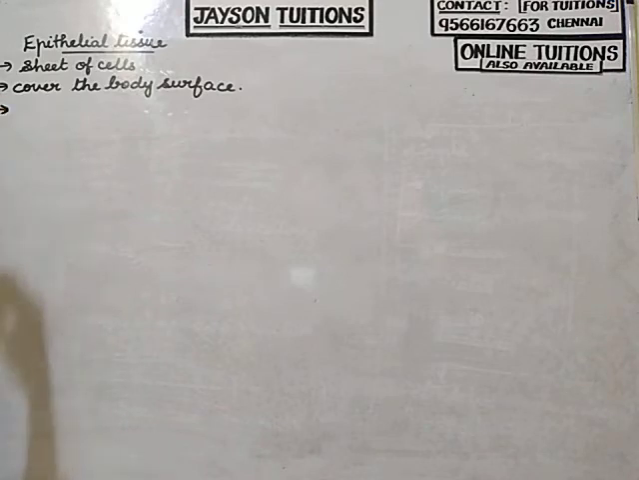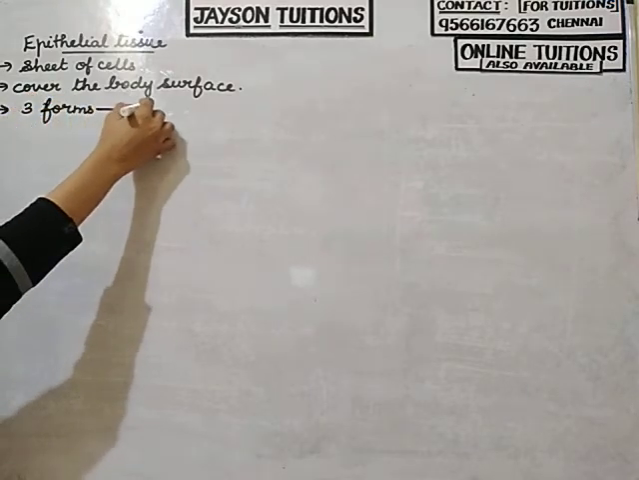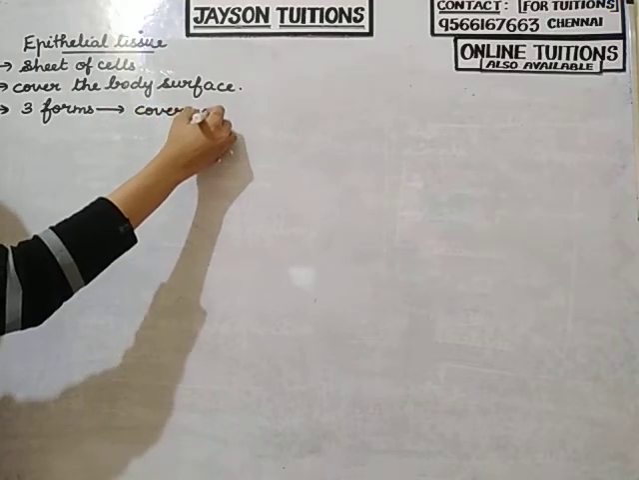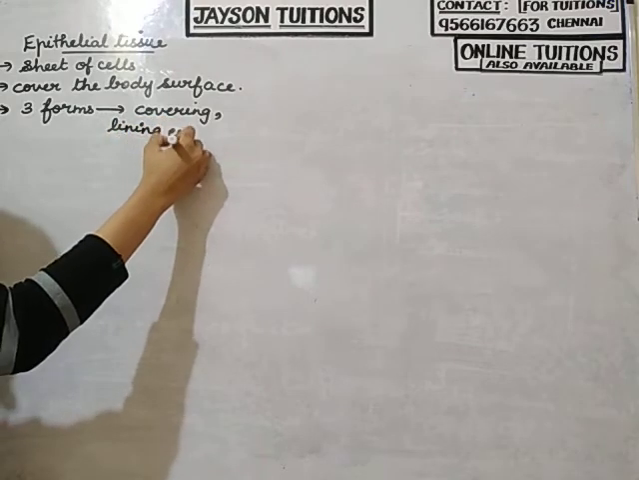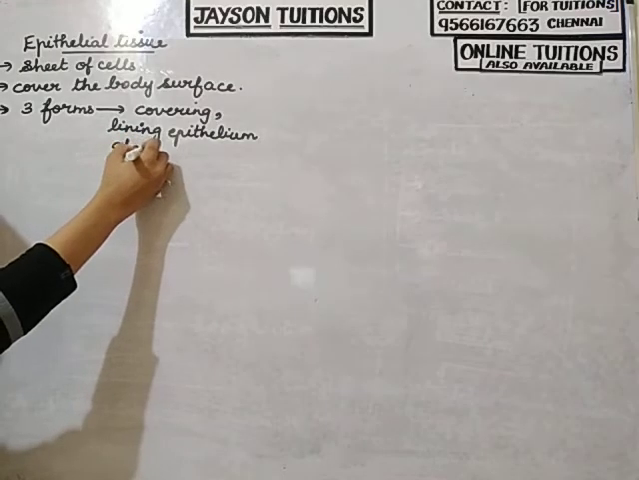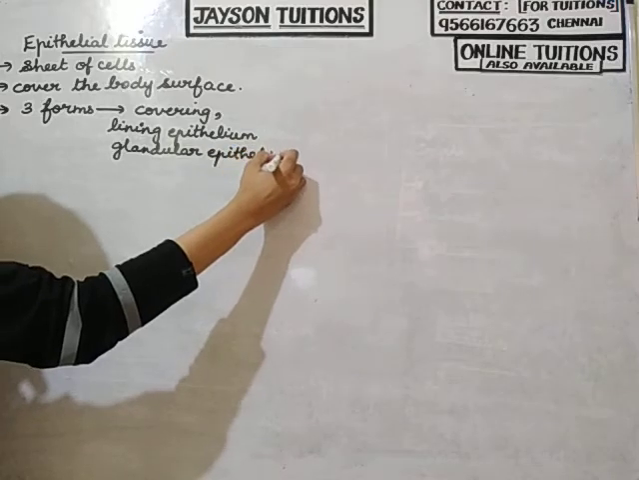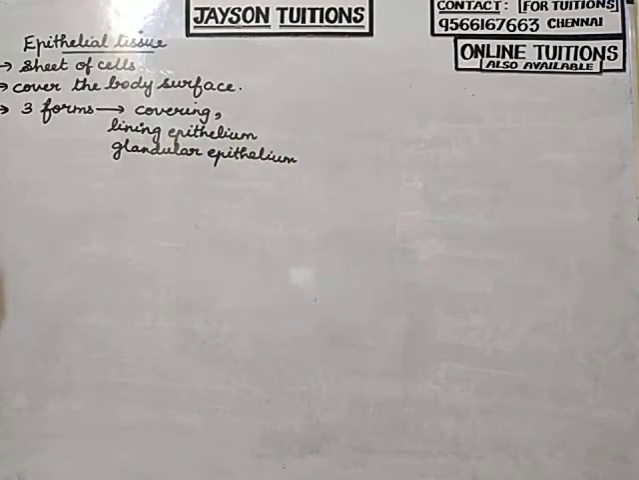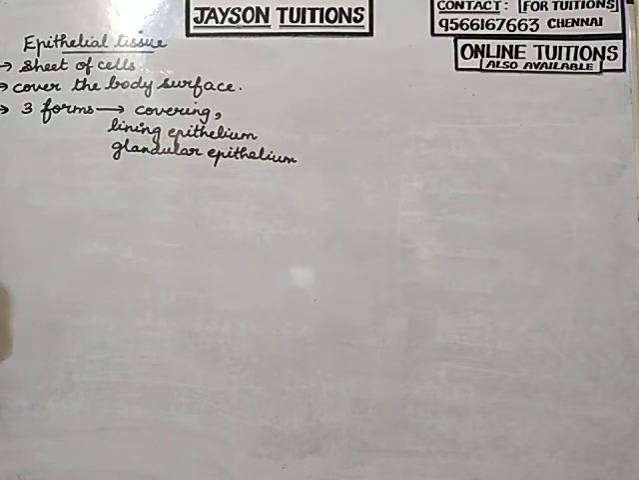So how does it occur in our body? In the human body, it occurs in 3 forms. One for covering, the other one as a lining epithelium, and the other one as a glandular epithelium. So what do you mean by covering, lining epithelium and glandular epithelium?